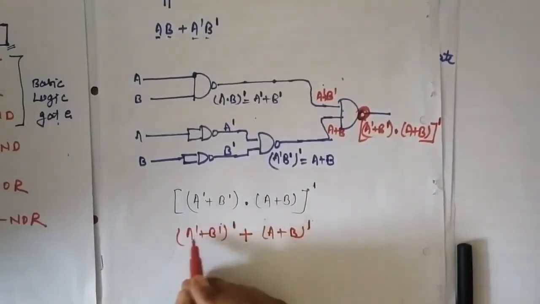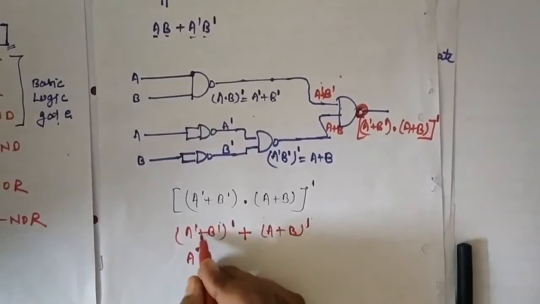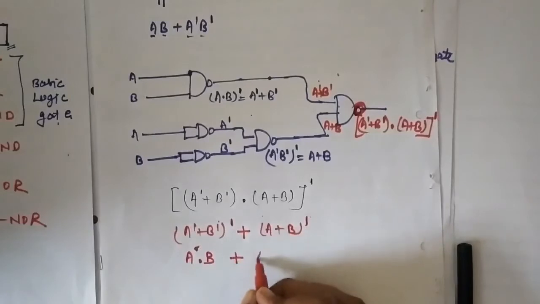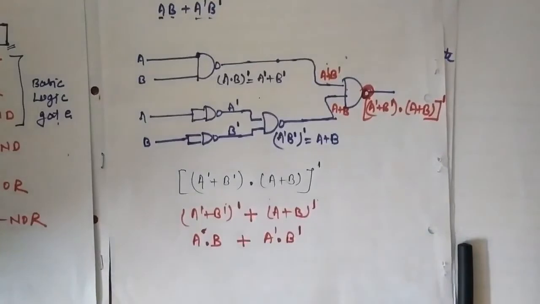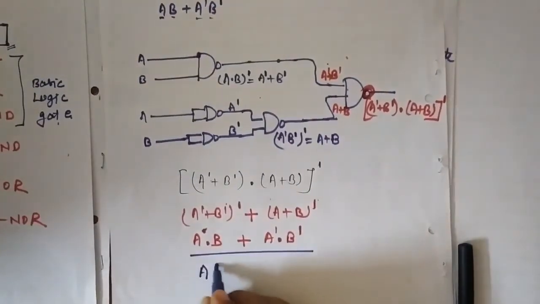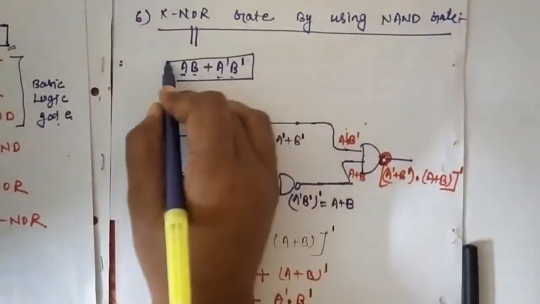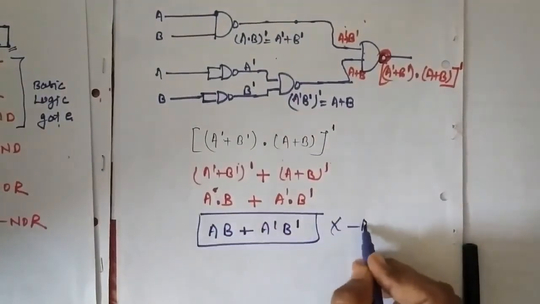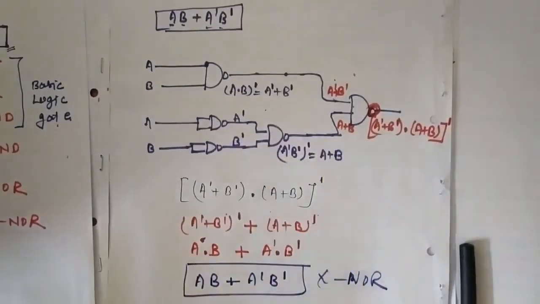Again using De Morgan's theorem. So here is A, this dash and this dash are cancelled, so here is A with no dash, and this plus sign converts into a dot, and the B. Here is A dash and the plus sign converted into dot, and here is the B dash. So the final output is A into B plus A dash into B dash. So this is our expression of the XNOR gate. This is the expression of which gate? XNOR gate. So this is the diagram of the XNOR gate by using the NAND gate.